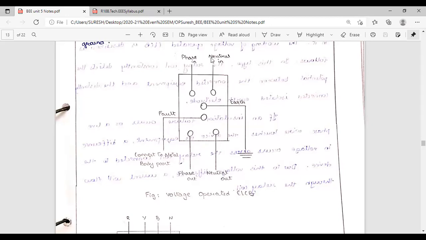Have you understood the 6 terminals? What are the 6 terminals? 2 are incoming terminals, 2 are outgoing terminals, and of the remaining 2 terminals, one is earth and the other is the fault point. This fault is connected to the metal body part. This is for the single phase. In single phase, we have phase and neutral.